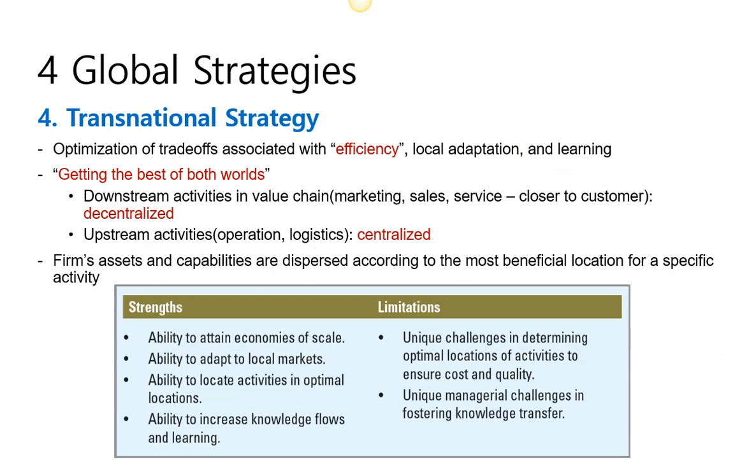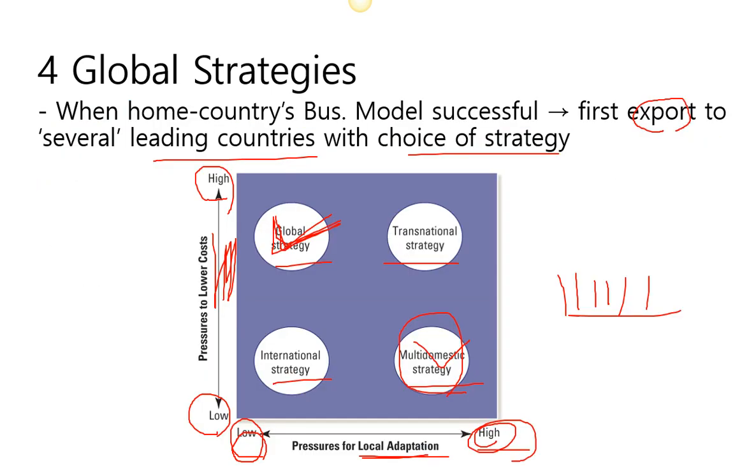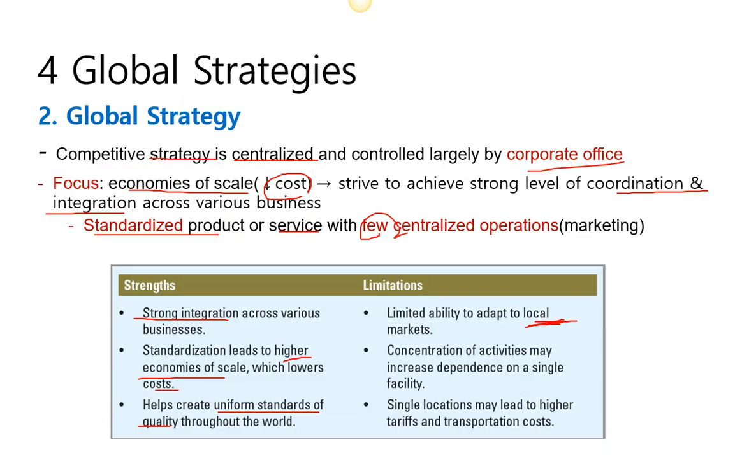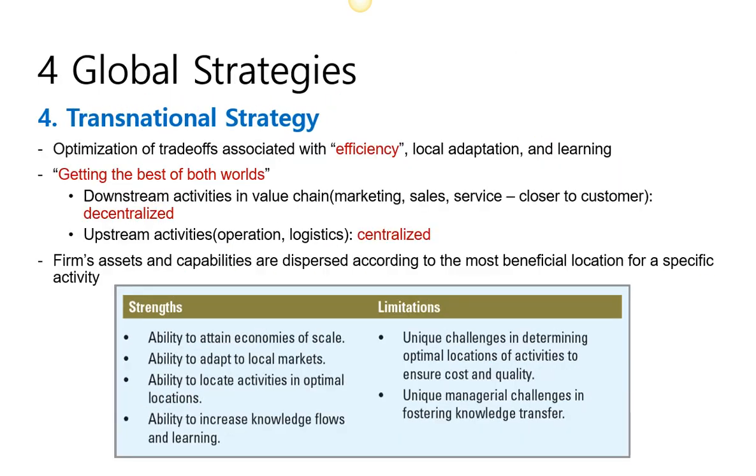And lastly is transnational. Transnational is when your pressure for local adaptation is high and the pressure to lower cost is also high. So you have to lower cost, but at the same time you have to adapt to the local needs. That is when there is optimization of trade-offs, when you have to be as efficient as possible. You're trying to get the best out of both worlds, right?